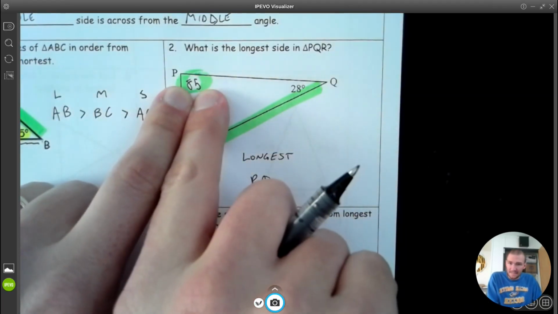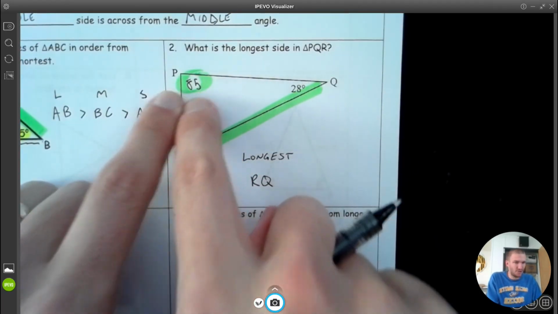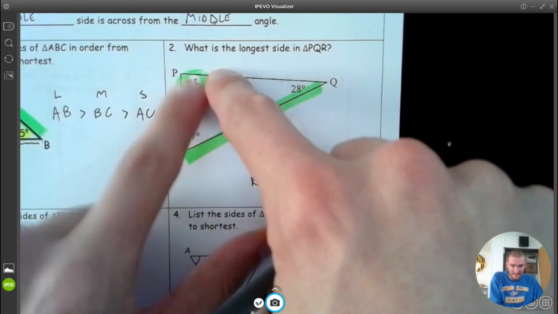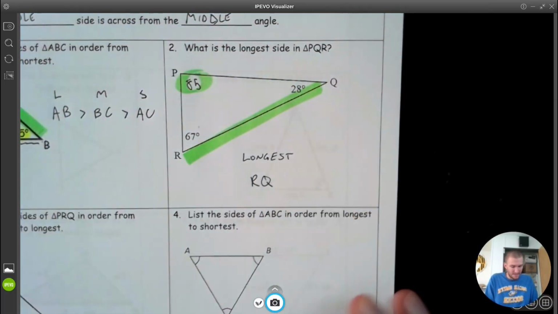Again, the biggest angle should not touch the biggest side, right? They're opposite. So it's not this and it's not this, right? It's got to be opposite.